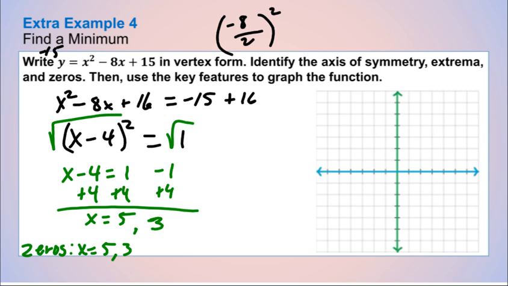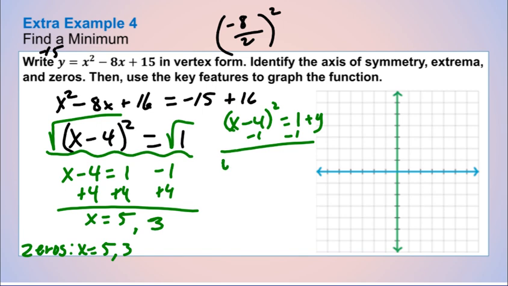I need to write my equation in vertex form. So I'm going to use this part. So I have x minus 4 squared equaling 1 plus my y. Remember I had a y here. So if I add that there, now I just subtract 1 on both sides. I now have y equaling x minus 4 squared minus 1. So my vertex is my x is 4 and my y is negative 1.